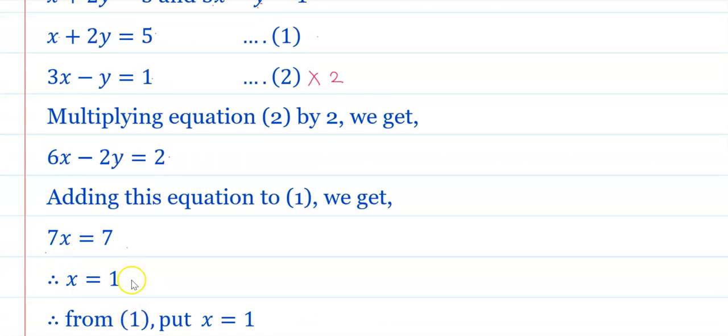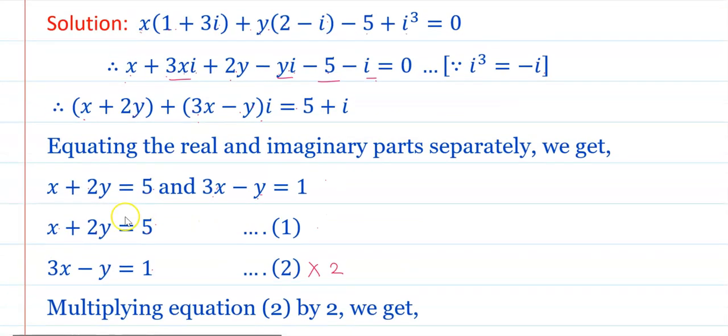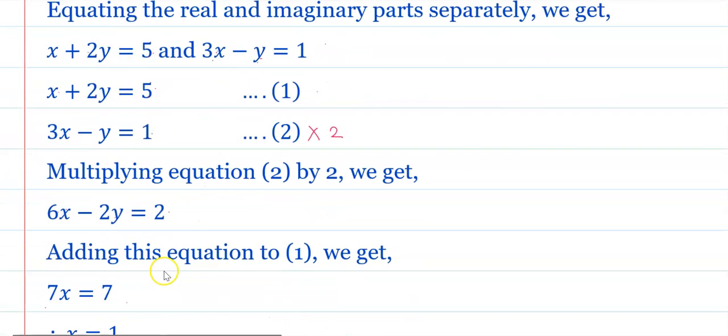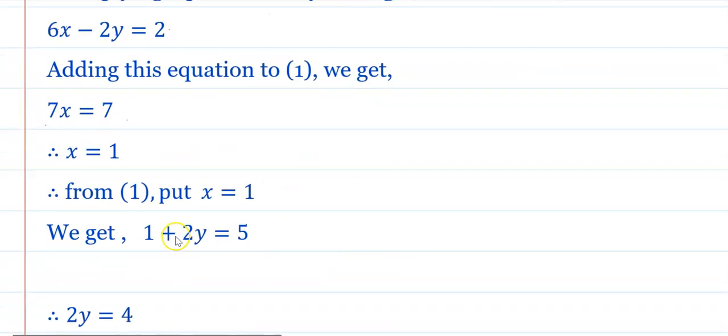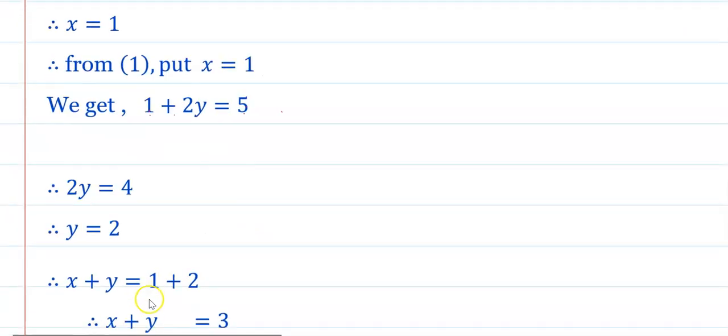आता put x is equals to 1 in equation number 1. x plus 2y is equals to 5. इथे x is equals to 1 टाकणार. 1 plus 2y is equals to 5. 1 ला पलीकडे जाऊ द्या ना, मायनस होणार. 5 minus 1, you are getting 4. 2y is equals to 4. y is equals to 4 upon 2, and hence y is equals to 2.